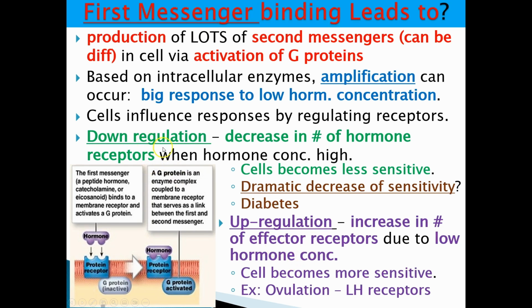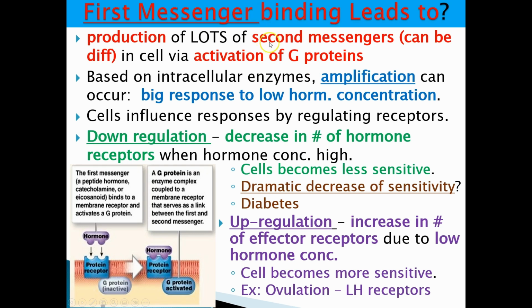Of course, if you have downregulation, there is the flip side. You can have upregulation, and that's what occurs when we increase the number of effector receptors due to a low hormone concentration. And so here, again, the cells become more sensitive. That's exactly what happens during ovulation: the ovary increases the number of luteinizing hormone receptors, and over time, when luteinizing hormone gets released, we get a much bigger dramatic response because of upregulation and amplification, which ultimately leads to ovulation. So kind of know these examples. These are mostly terms and definitions that I would expect students to be able to recognize here.